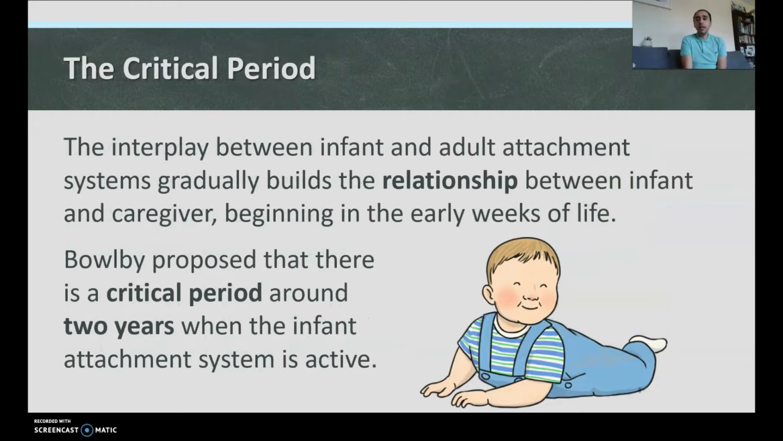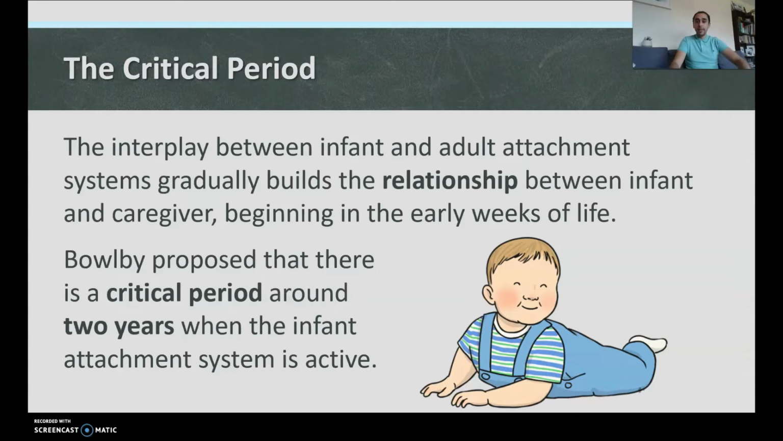The interplay between infant and adult attachment systems gradually builds the relationship between infant and caregiver, beginning in the early weeks of life. Bowlby proposed that there is a critical period of around 2 years when the infant attachment system is active. We had a look at the critical period before, in Lorenz's research with greylag geese. Lorenz suggested there was a critical period of a few hours after hatching. If they didn't imprint in those couple of hours after hatching, they would never be able to imprint.